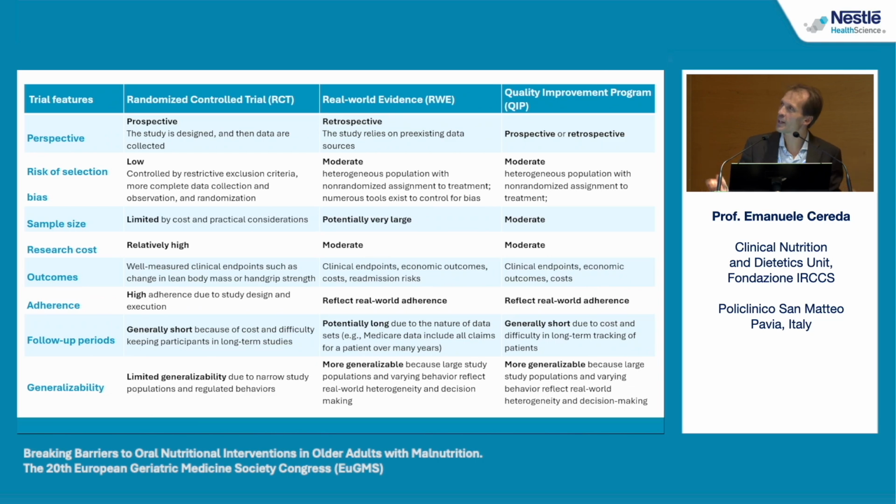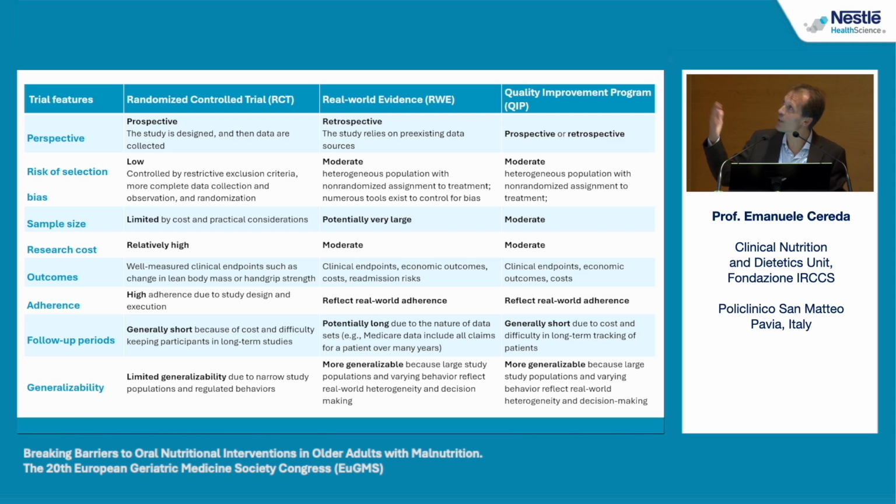And these are related to many issues: the perspective that we are addressing, the risk of selection bias, the sample size, the costs, the outcomes that we can evaluate, the compliance, so adherence to treatment. For example, in a randomized trial, the adherence is reasonably higher compared to daily practice because we are pushing quite a lot on having the patient complying to our intervention. But the major problem is that we are selecting, for example, a specific population, a specific disease condition with some inclusion and exclusion criteria. So we are restricting the picture to a specific set of patients. And at the same time, we are losing some generalizability of our results.